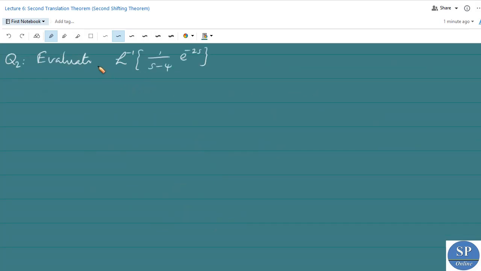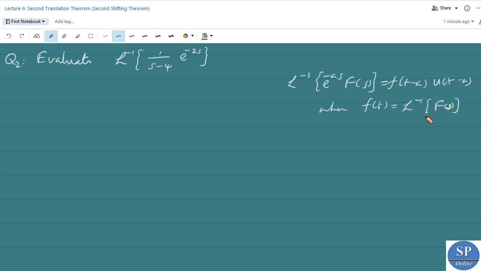Next example, evaluate L inverse of 1 by s minus 4 into e power minus 2s. So here we can use the inverse form of the second shifting theorem. We have the inverse form of the second shifting theorem: L inverse of e power minus as into F of s is equal to f of t minus a into u of t minus a, where f of t is equal to L inverse of F of s.